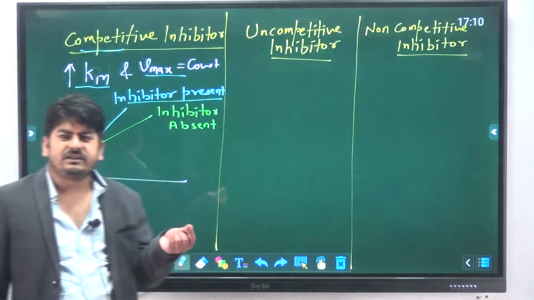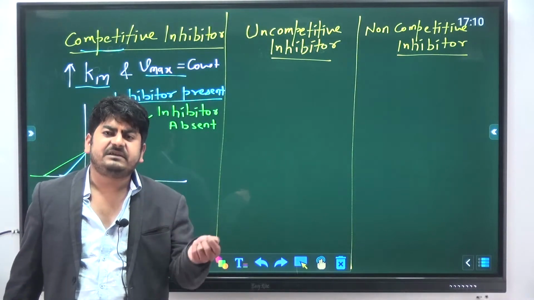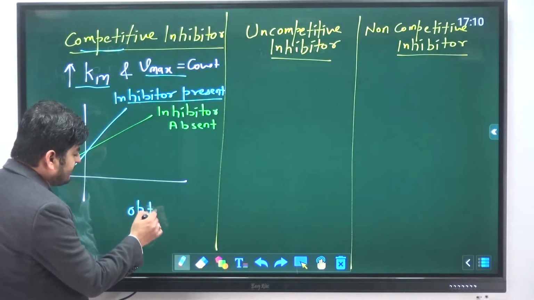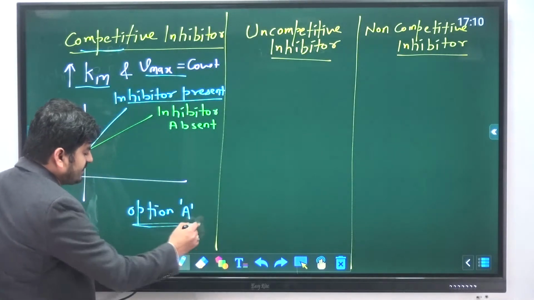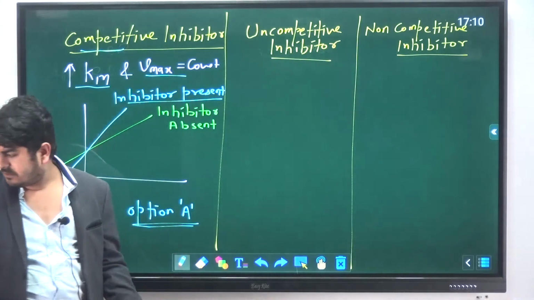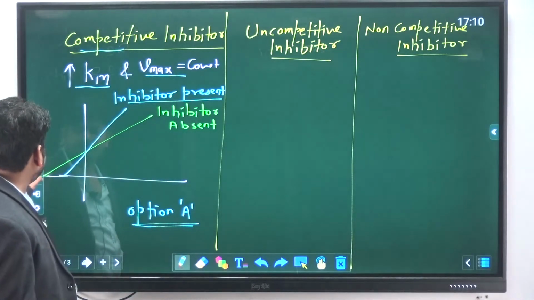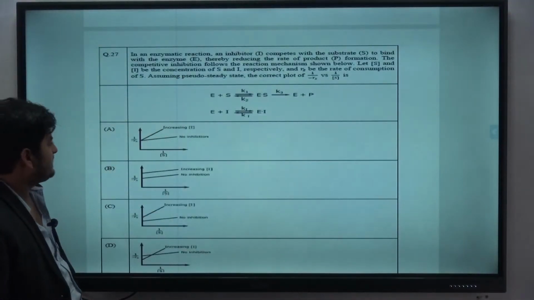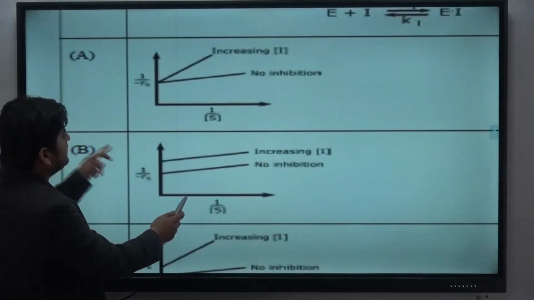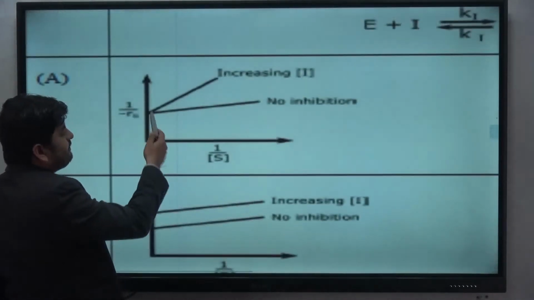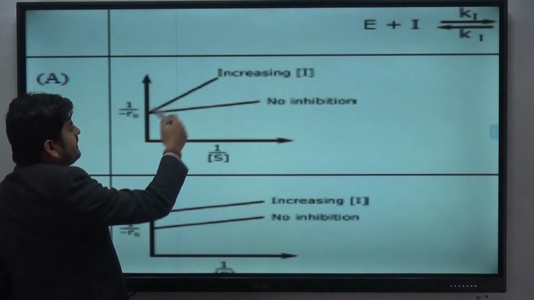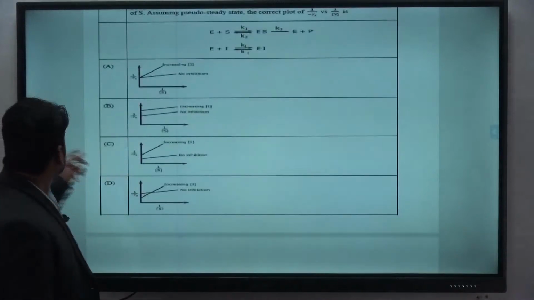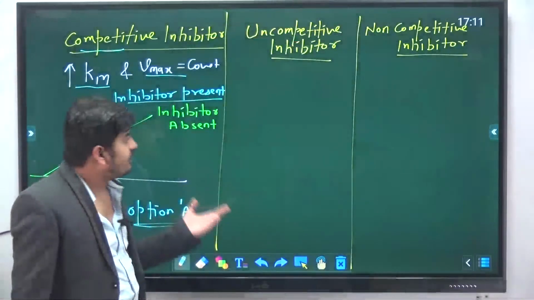That was the only thing they were asking. If we increase the competitive inhibitor, what will happen? This will be the curve. That is option A, if you remember in the question. So that is the answer. And this question was there for 1 mark, I guess. A simple question from enzyme reaction kinetics. Option A, curve with increasing inhibitor. Slope has been increased. Simple. So this is the answer. I hope it is clear to all of you.